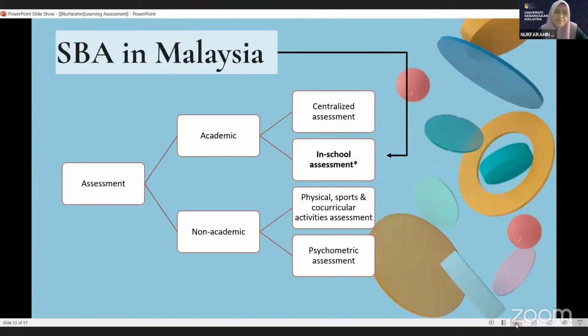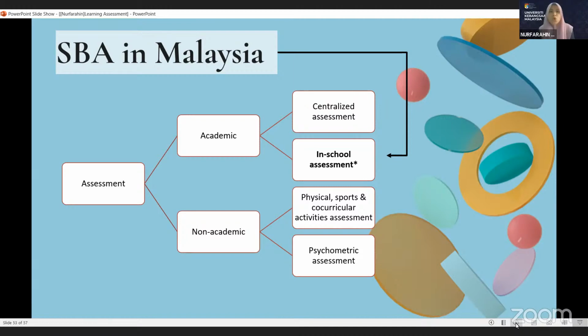provided in a timely and understandable manner to the students. Now, in Malaysia, we have a rather complex way of assessing our students. Assessment can be broken down into academic assessment or non-academic assessment. In academic assessment, we have the centralized assessment, which reflects more on a national standard examination.